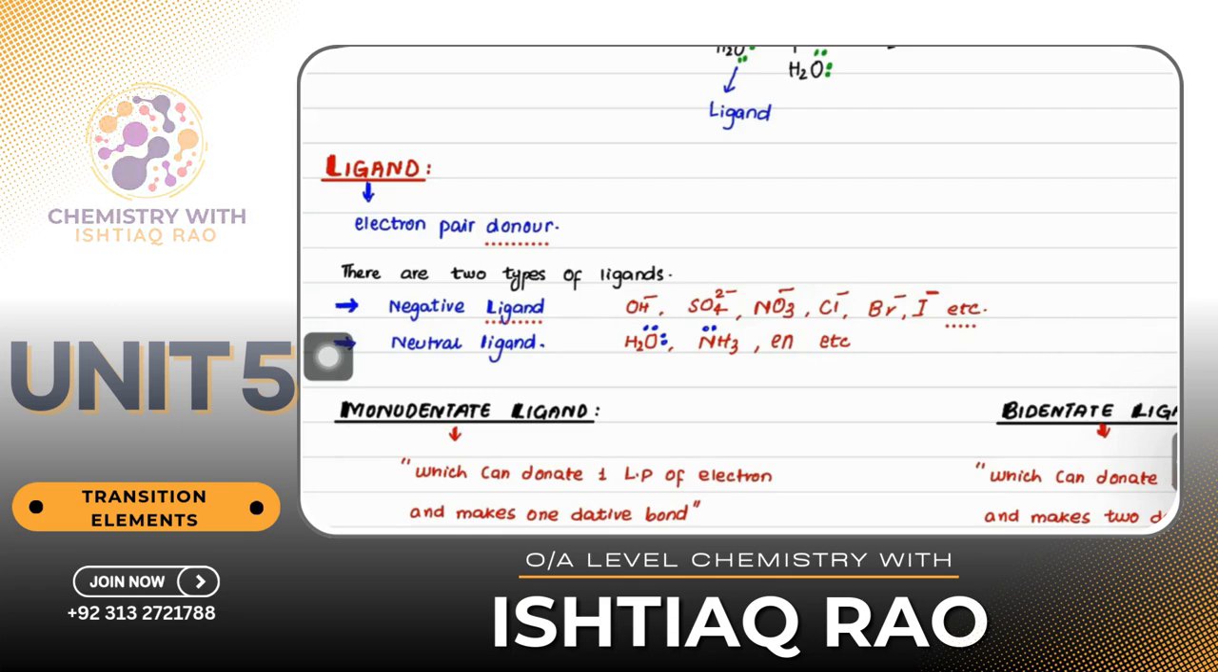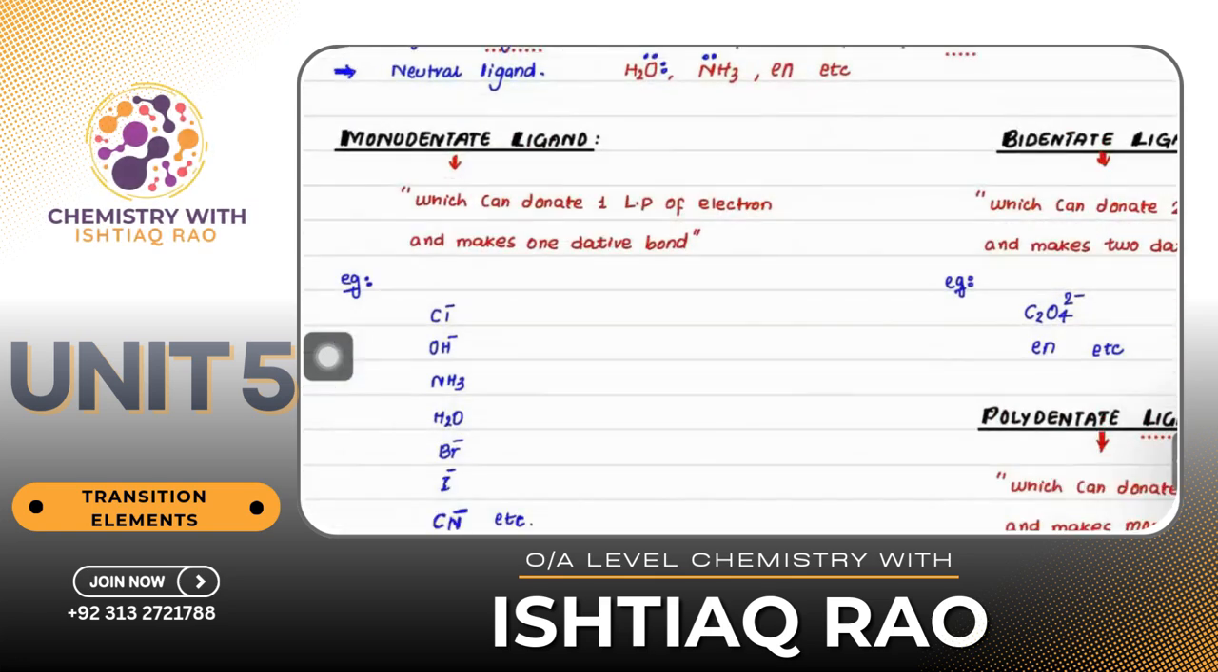And then, on the basis of the availability of the lone pairs, some ligands can donate one lone pair, some ligands can donate two lone pairs, some ligands can donate more than two lone pairs. On this basis, we can also categorize the ligands. Some are monodentate, some are bidentate, some are polydentate. Monodentate means the one which can donate one lone pair.